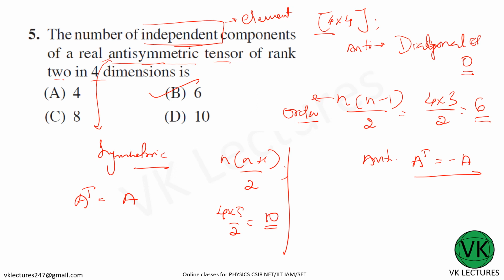Now, how many elements are there? 16 elements are there in a 4 by 4 matrix. Out of the 16 elements, 10 are independent.